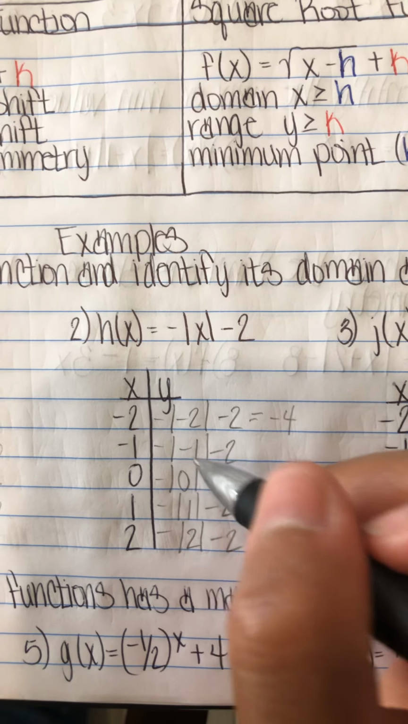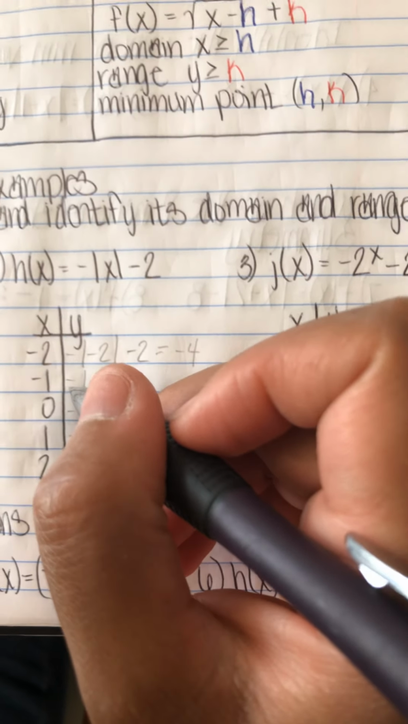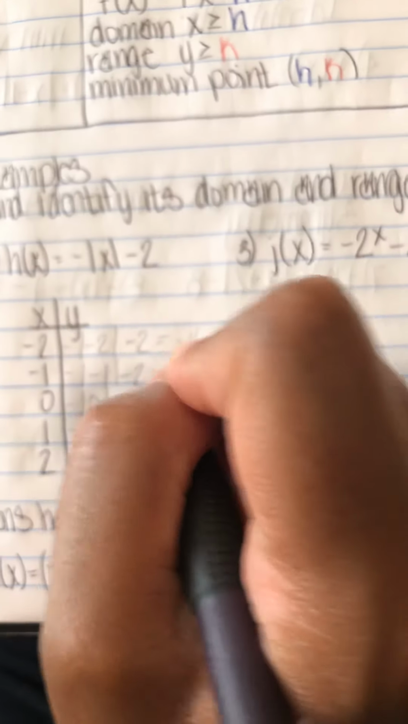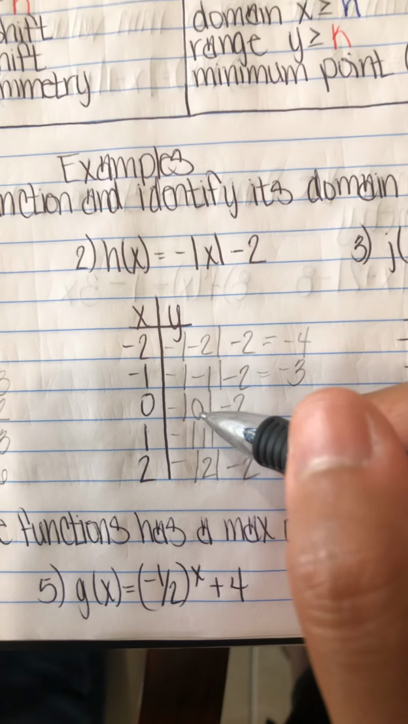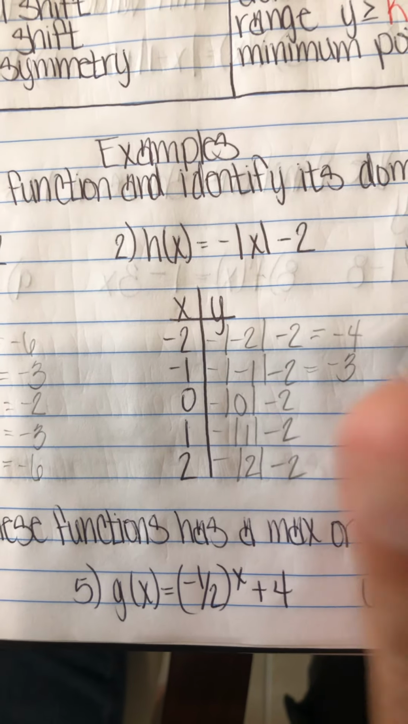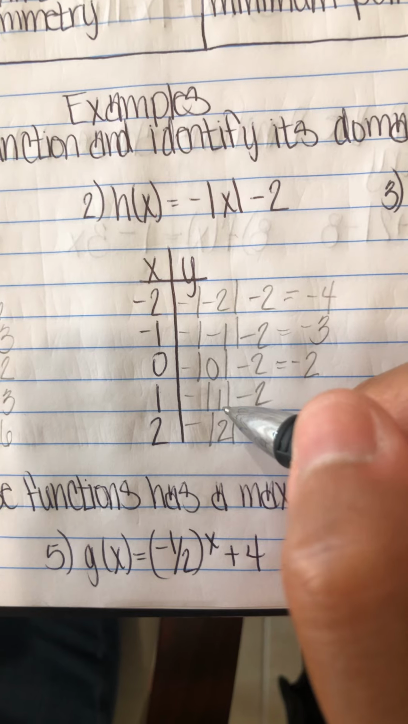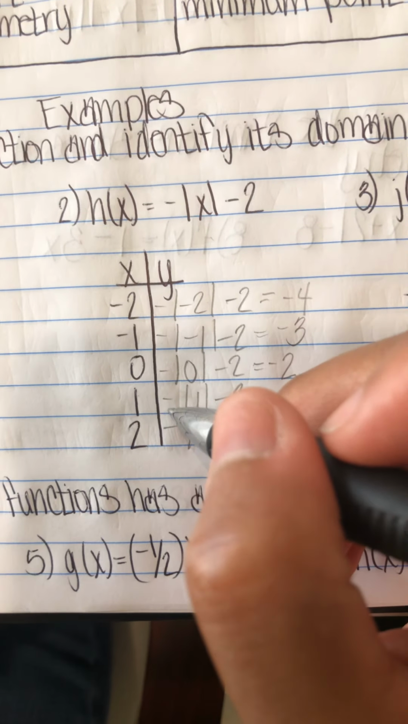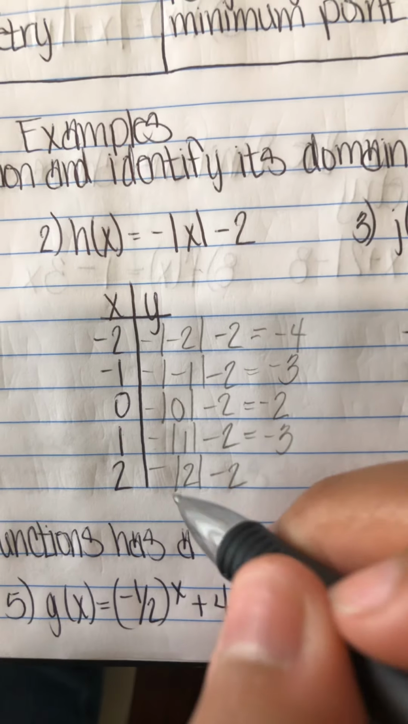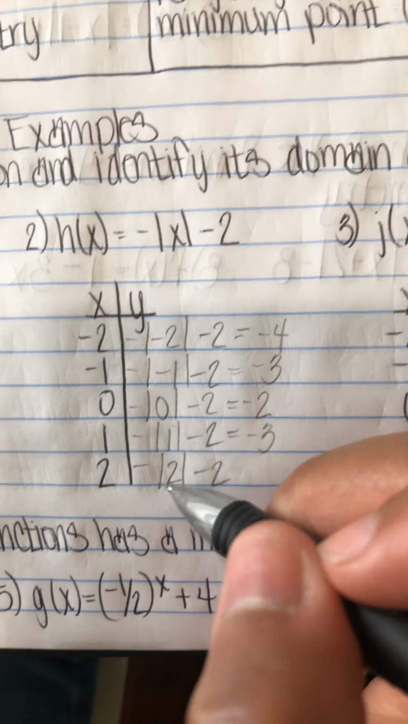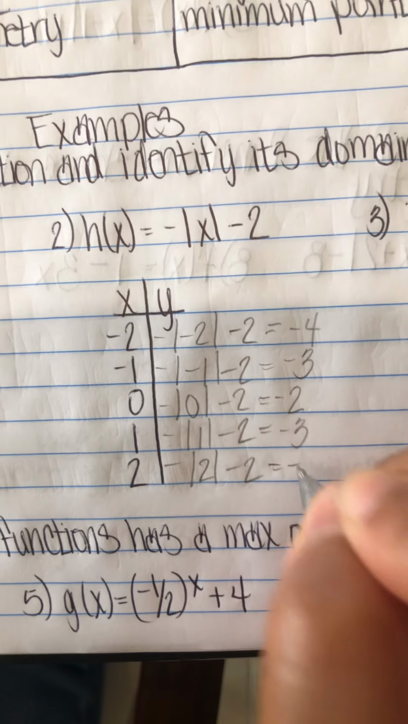For the next one, absolute value of -1. Absolute value of -1 is 1. 1 times -1, -1, -1 minus 2, that's -3. Absolute value of 0 is 0. 0 times -1 is 0. 0 minus 2, -2. Absolute value of 1 is 1. 1 times -1, -1, -1 minus 2, -3. Absolute value of 2 is 2. 2 times -1 gives you -2. -2 minus 2 gives me -4.